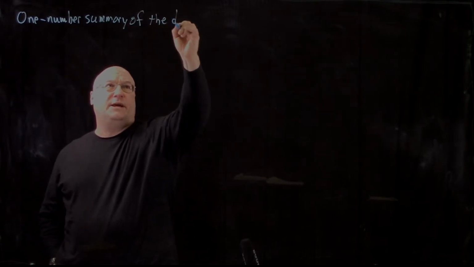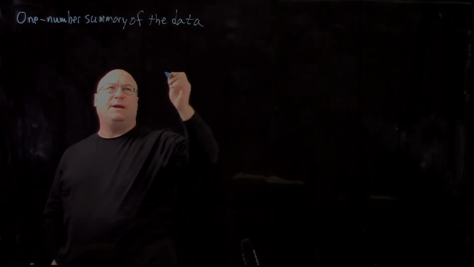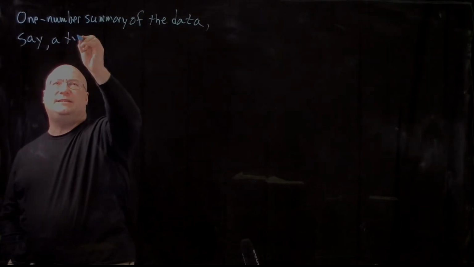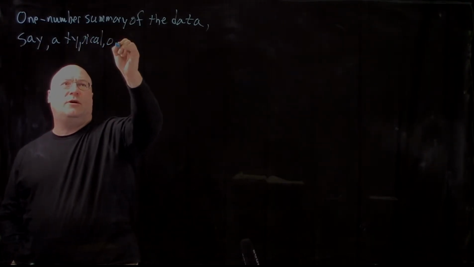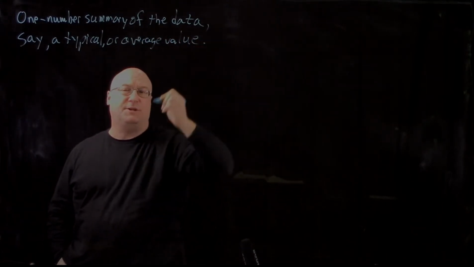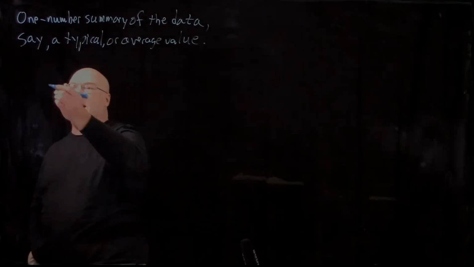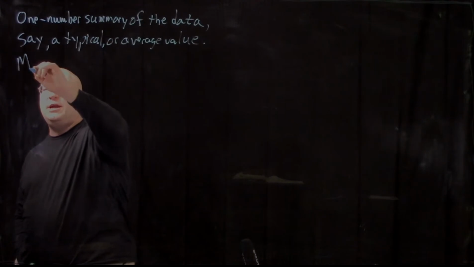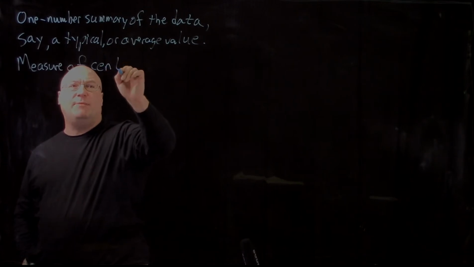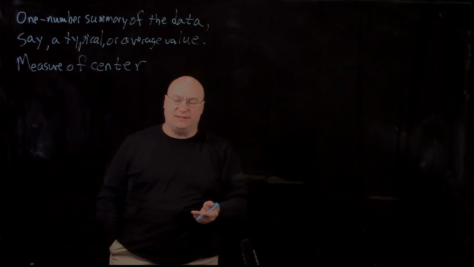of the data. And what I'm going to suggest we should go for there is, say, a typical or average value for the data set. So I just have kind of an idea what would be a typical or average value. What we're really asking for is what we call a measure of center, a measure of typicalness, non-extremeness in the data set, so to speak.